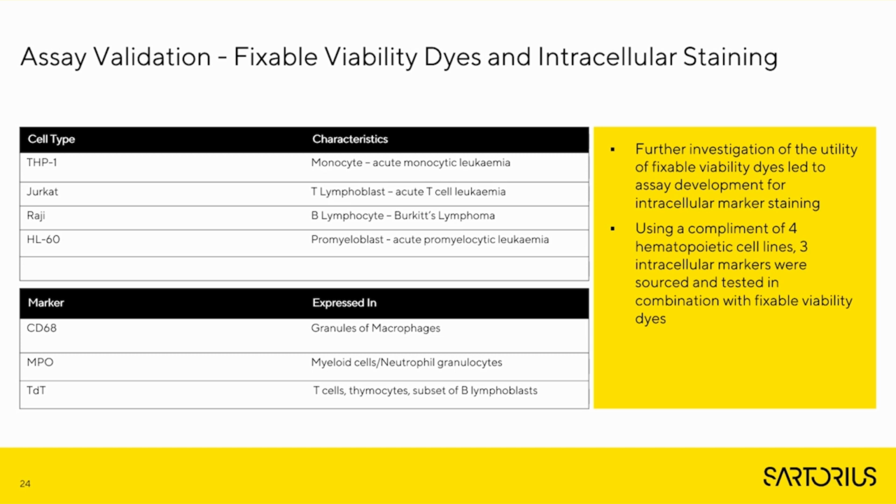And so the markers that we used were CD68, MPO and TDT, and they are expressed in different types of cells of hematopoietic cell lines. And then we have the characteristics of the 4 lines that we actually chose. So each of these markers should be differentially expressed in each one of these particular cell lines.